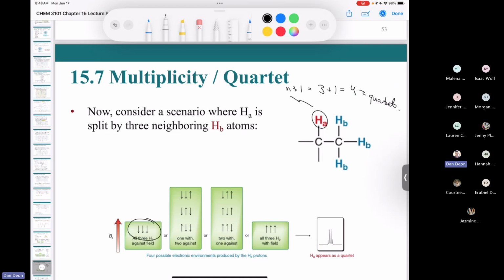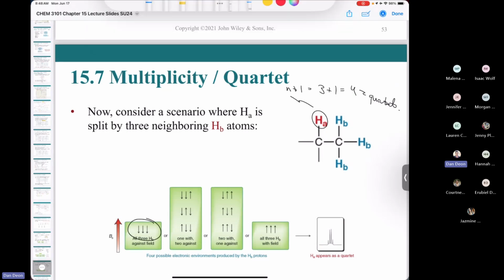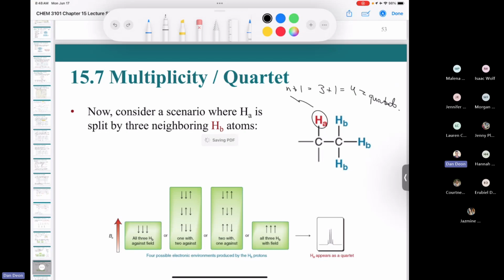One scenario where all 3 HBs are aligned against the magnetic field. One where all 3 HBs are aligned with the magnetic field. You have a third scenario where 2 are aligned against and 1 is with, but there's 3 ways that can happen. Then you have a fourth one where 2 are aligned with and 1 against, but there's 3 ways that can happen as well. And so we see the relative heights are 1 to 3 to 3 to 1 based off of the probabilities of these 3 different scenarios.